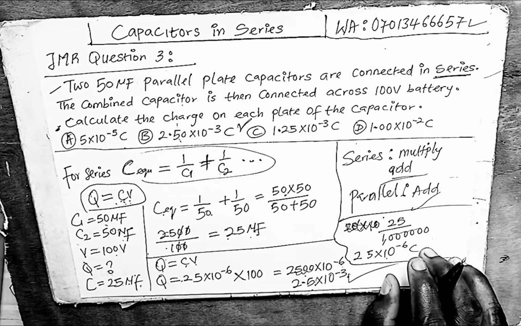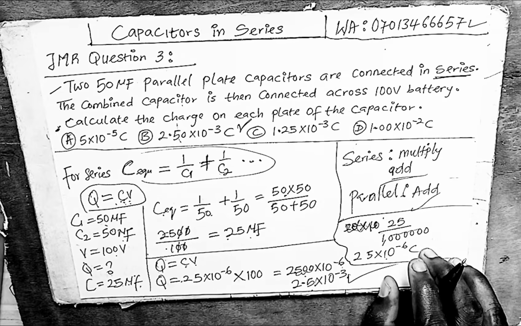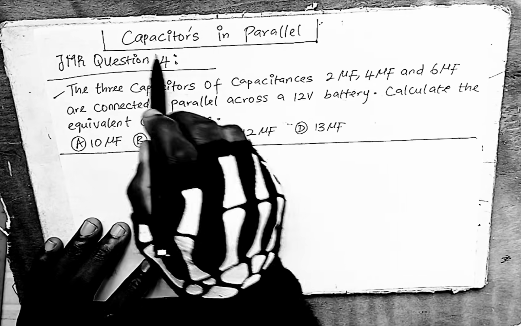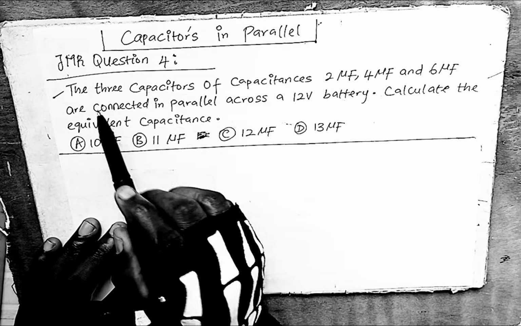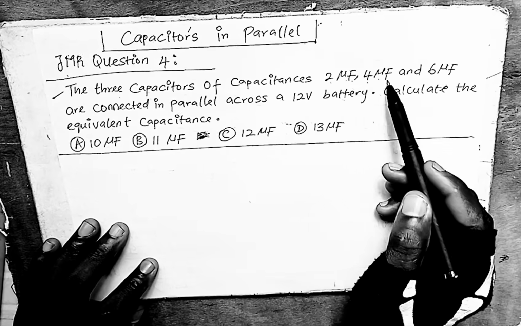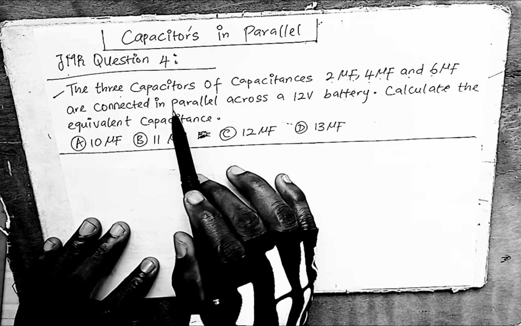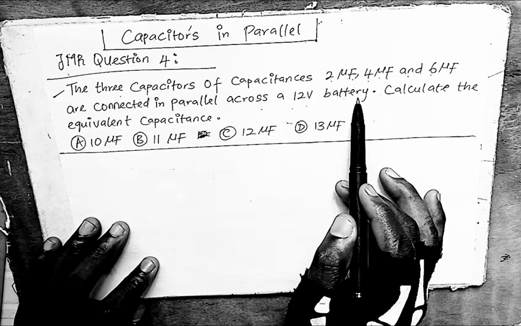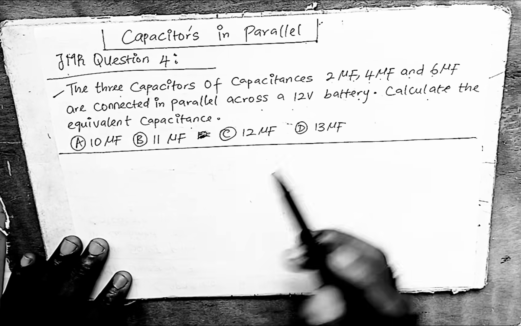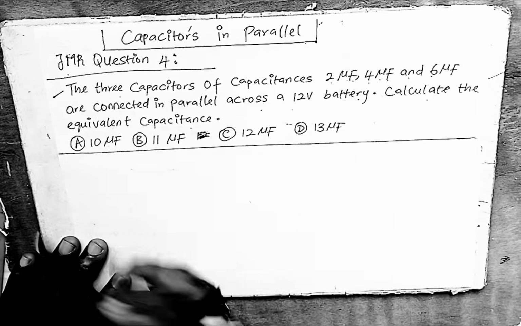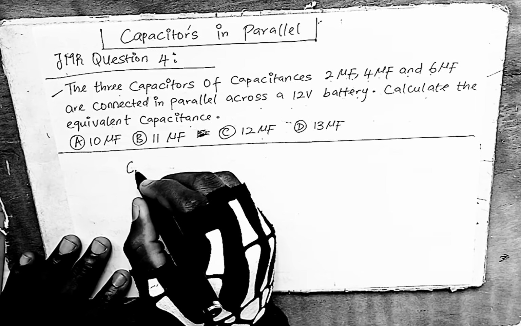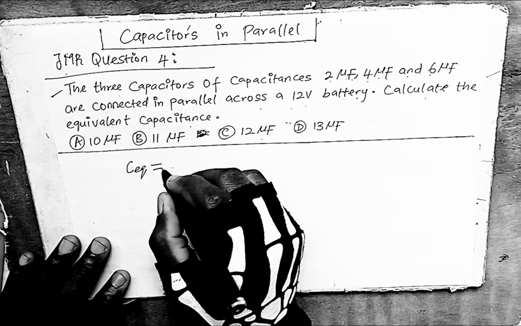Let's move over to the final question on capacitance or capacitor. That's capacitors in parallel. The question reads, JAMB must repeat question 4. Three capacitors of capacitances 2 microfarad, 4 microfarad, and 6 microfarad are connected in parallel across a 12-volt battery. Calculate the equivalent capacitance. It's very easy now. All the options are represented in microfarad.